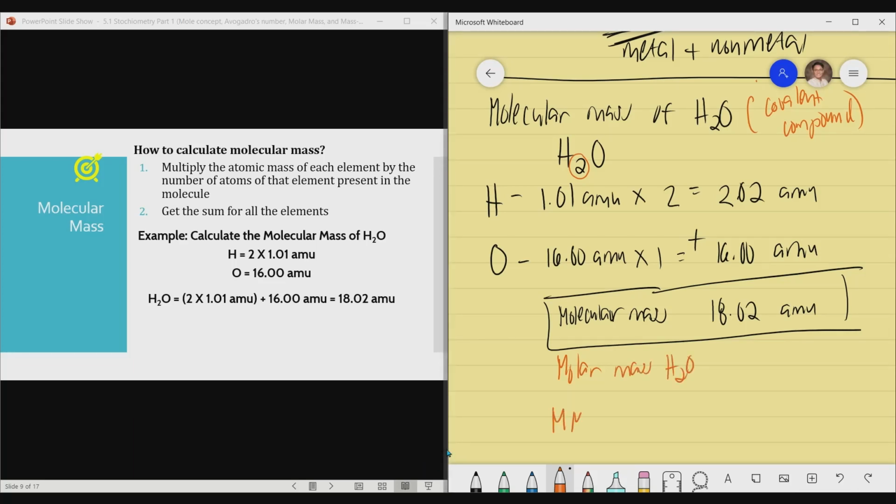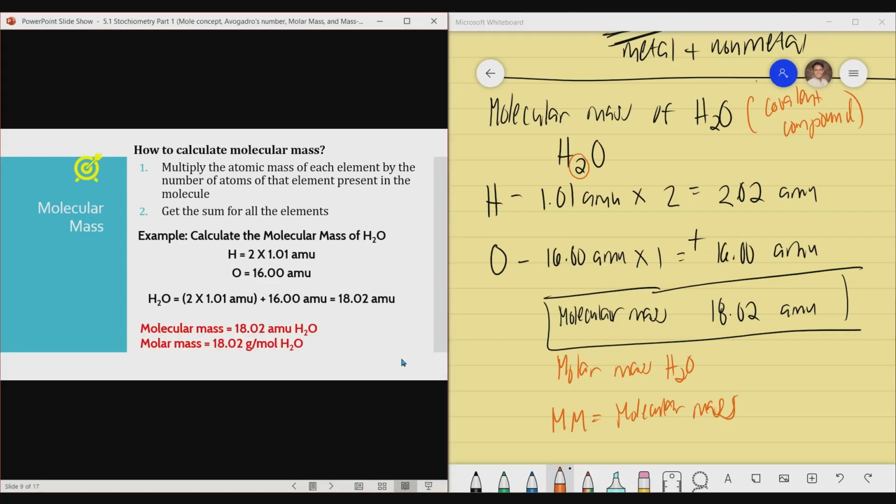Remember, molar mass is equal to molecular mass. A while ago, I mentioned that molar mass is equal to molecular mass. So therefore, if your molecular mass is 18.02 AMU, my molar mass will be 18.02 grams per mole. Let me repeat.